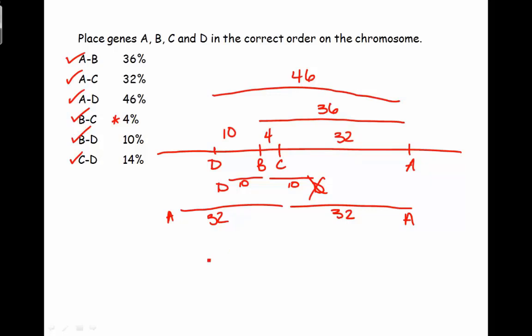Okay, so the answer for this one would be D, B, C, A, which is also the same as saying A, C, B, D. Now, the order that you come up with out of those 2 options is just going to depend on how you wrote those first 2 genes on the chromosome. Keep in mind that inside the cell, there is no right and left, so either answer choice is just as correct as the other.